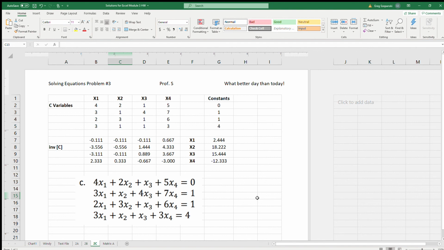Same process, now you've got a 4 by 4 and a 1 by 4 matrix. You're going to take your coefficients from your variables, invert it, multiply it by the constants, and voila, you'll have the answers. So there you go. There is the solution for problem number 2 from assignment number 3.